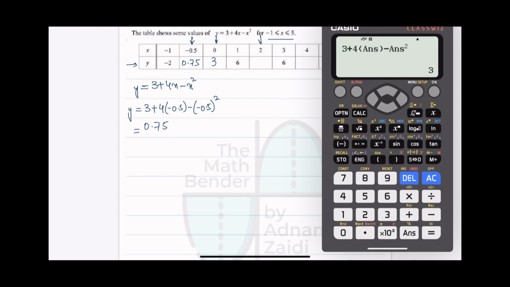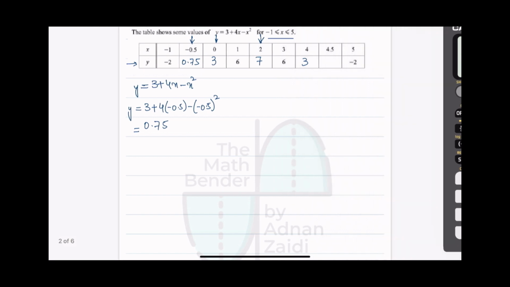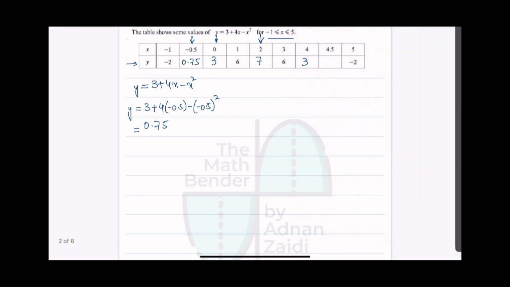Then you have to find out at 2, so write 2 and equals to. Now the answer in the answer tab is 2, press equal to, and you get 7. The same way, 4 equals to, and then again you get 3, and so on. Then 4.5. Now this value is fed into the answer tab, and you press equals to again, which gives you 0.75. So one way of looking at it is like this.